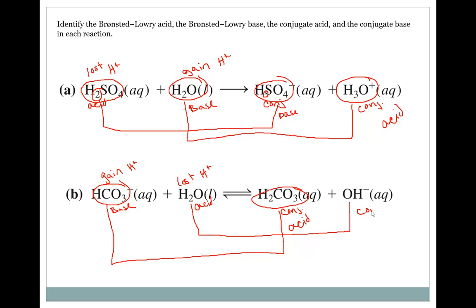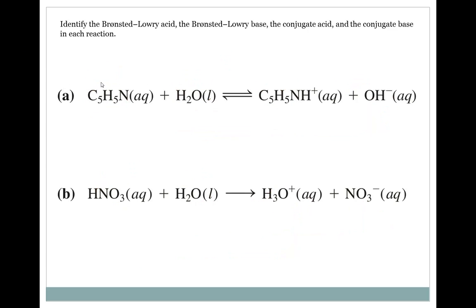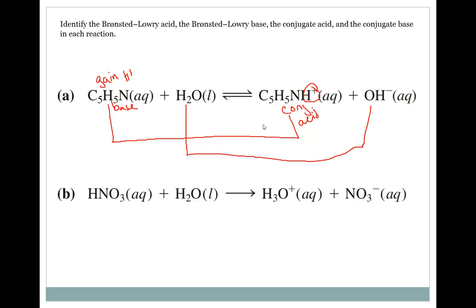Let's do a couple more. C5H5N is getting paired up with C5H5NH. We've gained another hydrogen here, which is making this the base, and thus this one the conjugate acid. H2O is getting paired with OH. It's going from H2 to H1. It lost a hydrogen here. Therefore, this is the acid, and this would be the conjugate base.